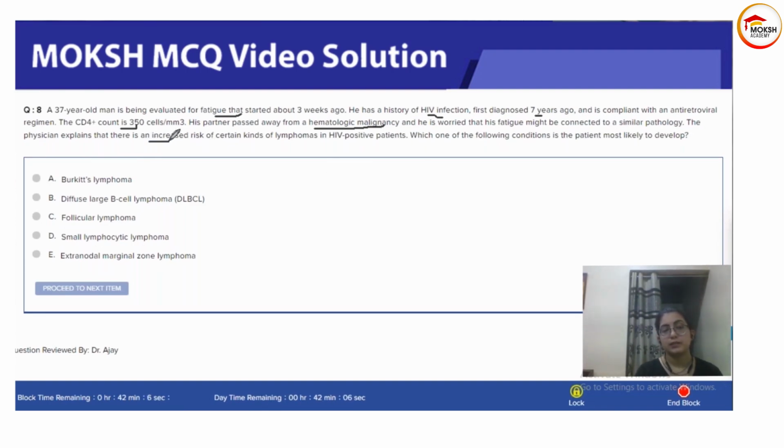Physician explains that there is an increased risk of certain kinds of lymphoma in HIV positive patients. Which of the following conditions is the patient most likely to develop? Burkitt's lymphoma, diffuse large cell B-cell lymphoma, follicular lymphoma, small lymphocytic lymphoma, extranodal marginal zone lymphoma.